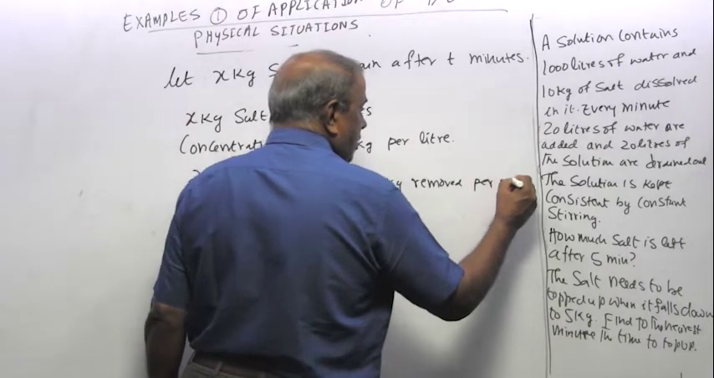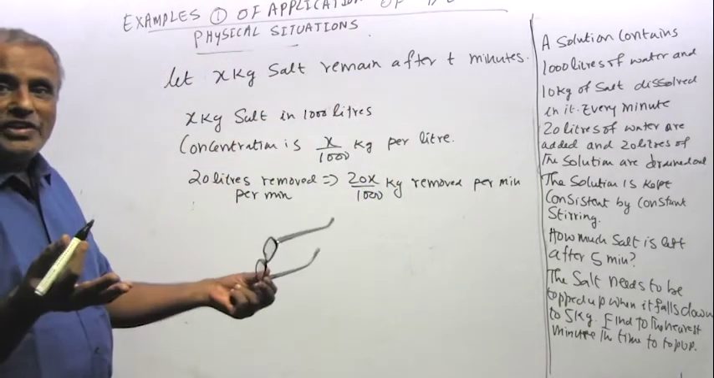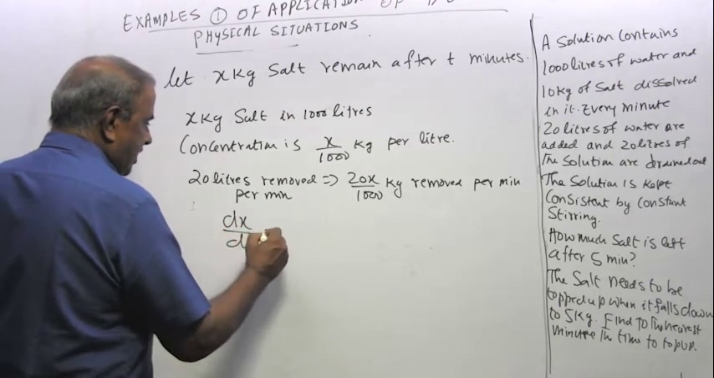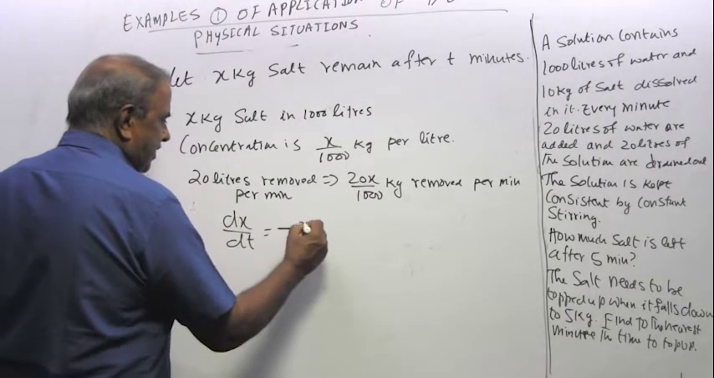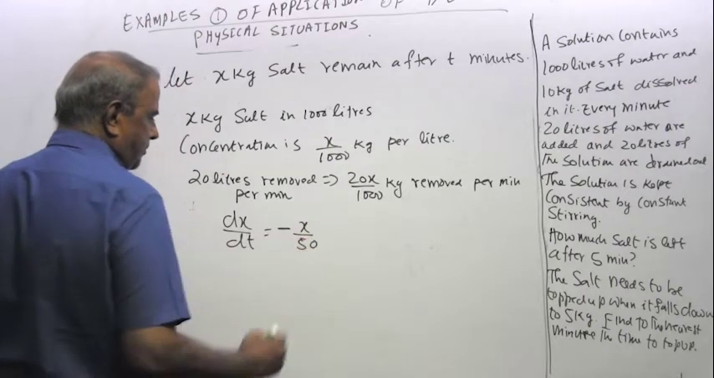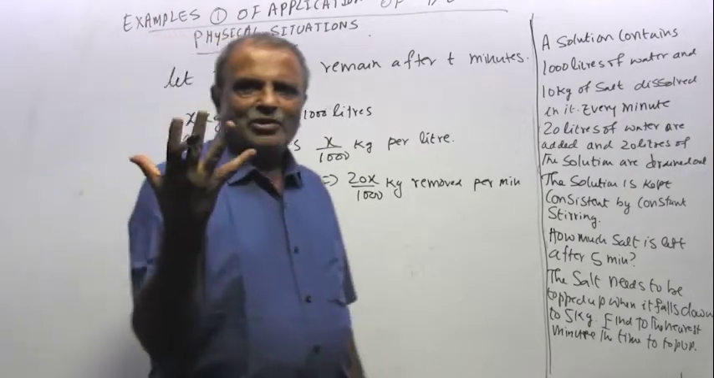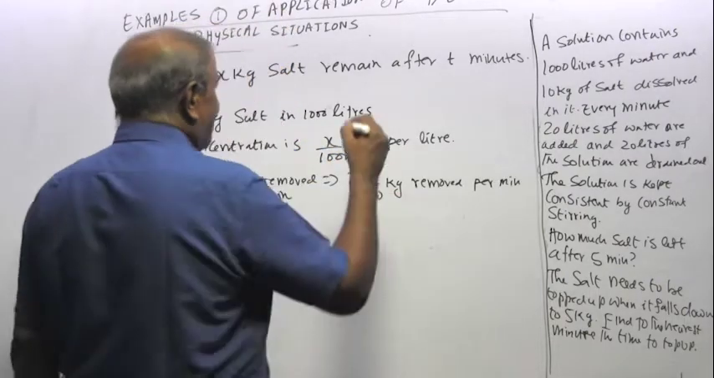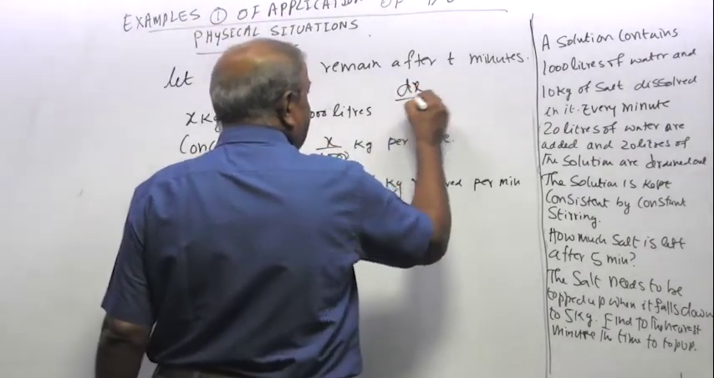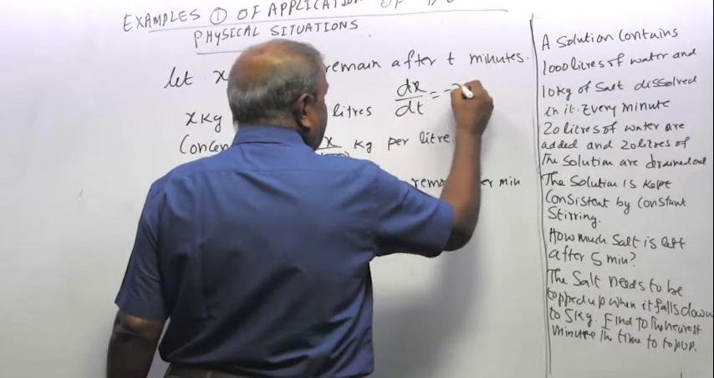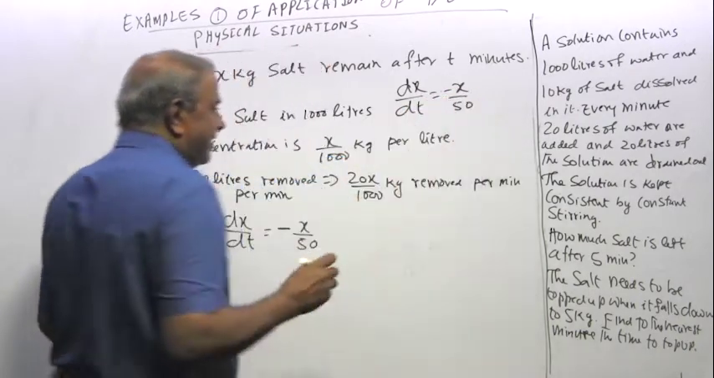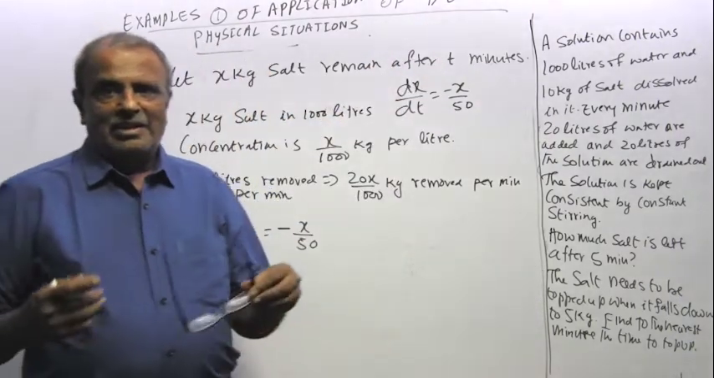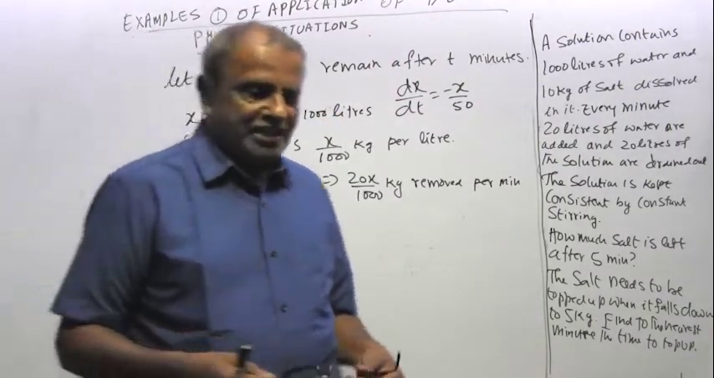This is how the salt is reducing. So the rate of change of salt is minus x over 50. That was the differential equation you had to make. So our differential equation now is dx by dt is minus x over 50. That was why all that information was given. See, since the volume doesn't change, it's safer.